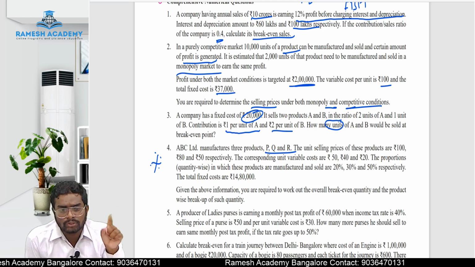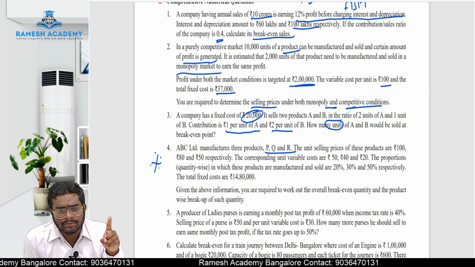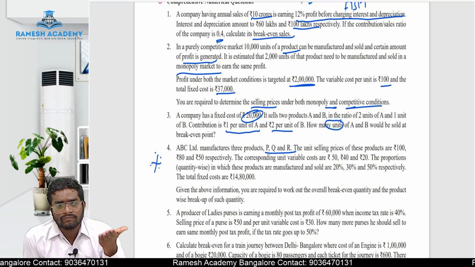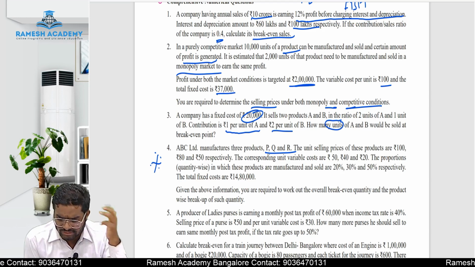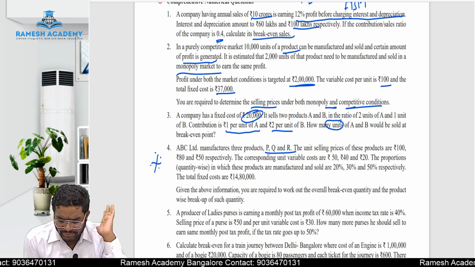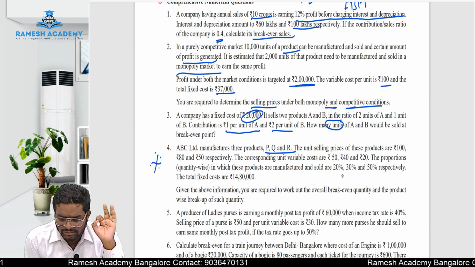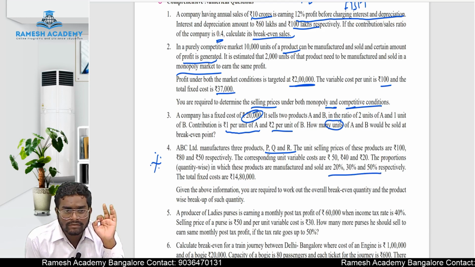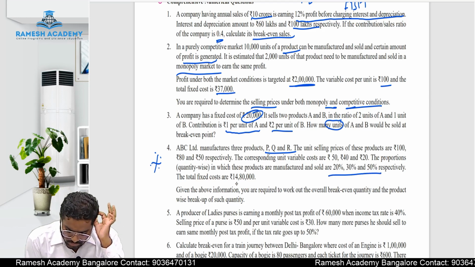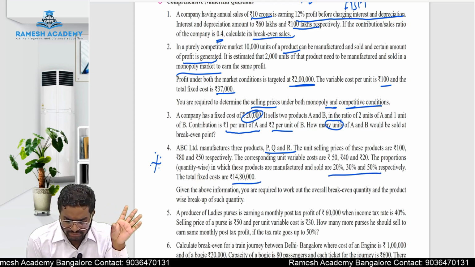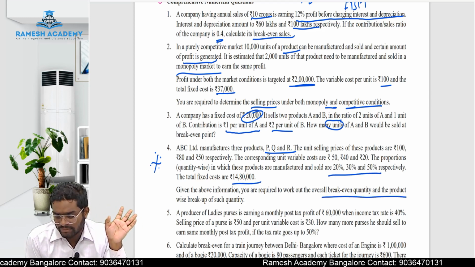By this, can we calculate contribution per unit? Yes. Just deduct the variable cost from the selling price, and we'll get the contribution per unit. The proportion-wise quantity in which they are manufactured and sold are 20, 30, 50% respectively. The fixed cost is 14,80,000. We have to calculate the break-even quantity.